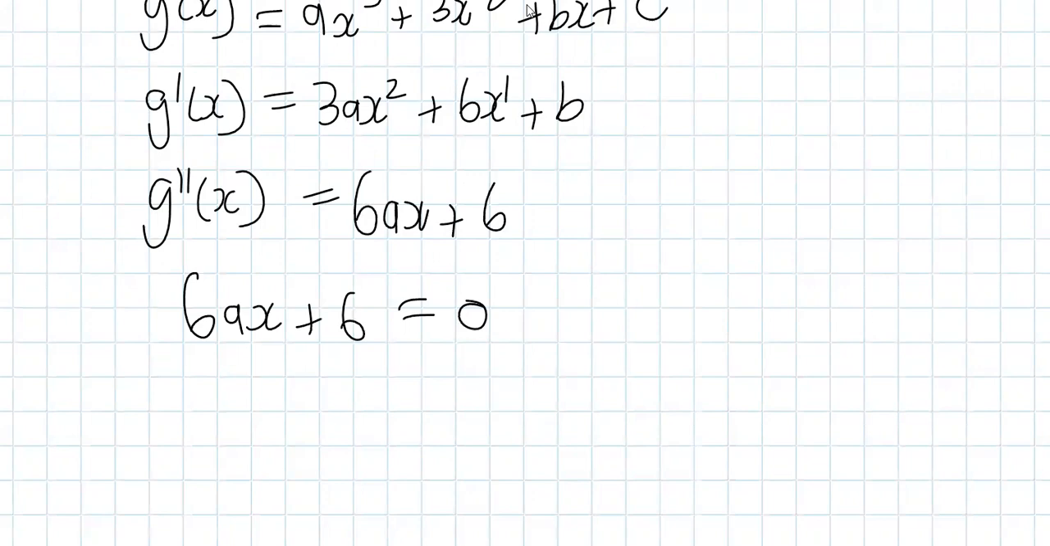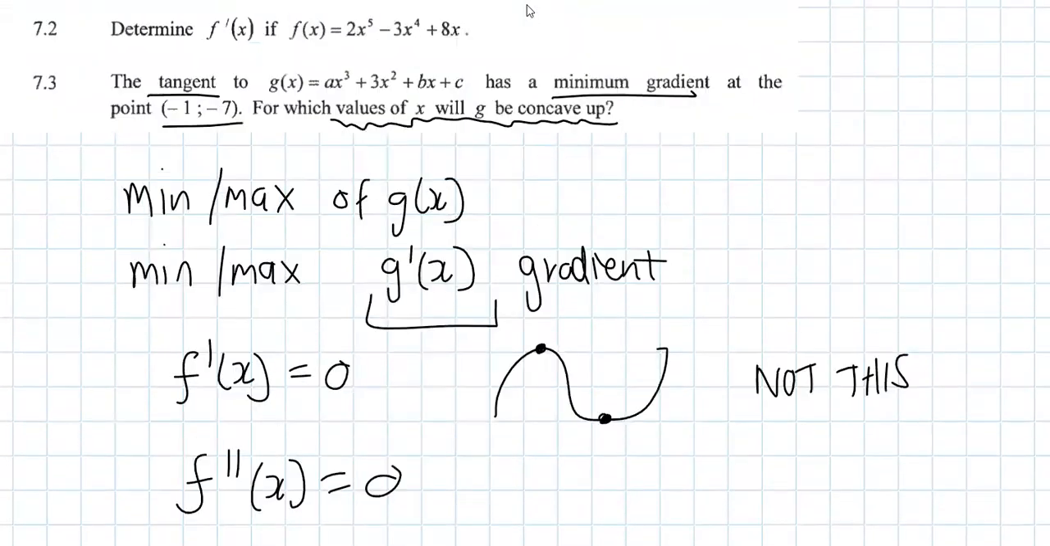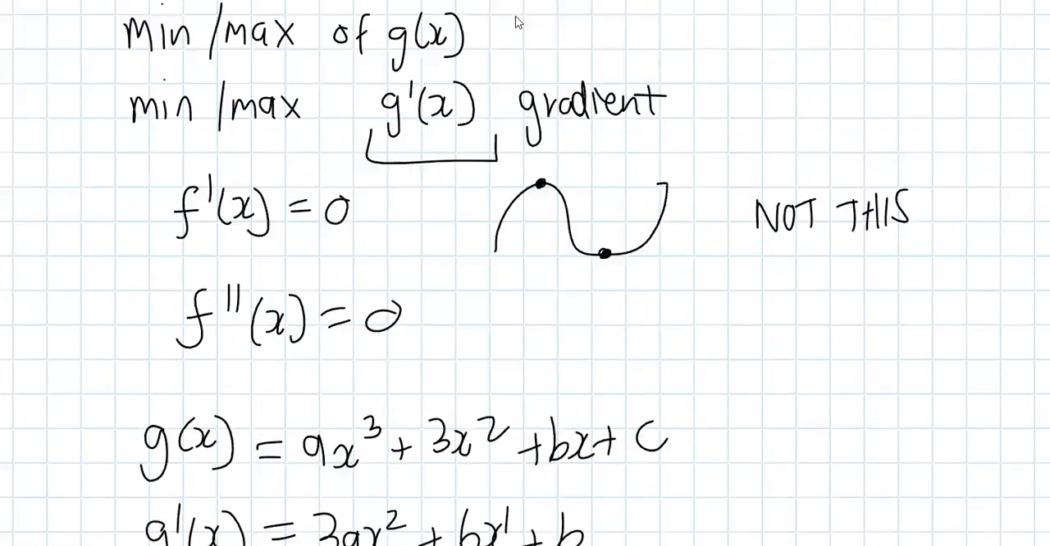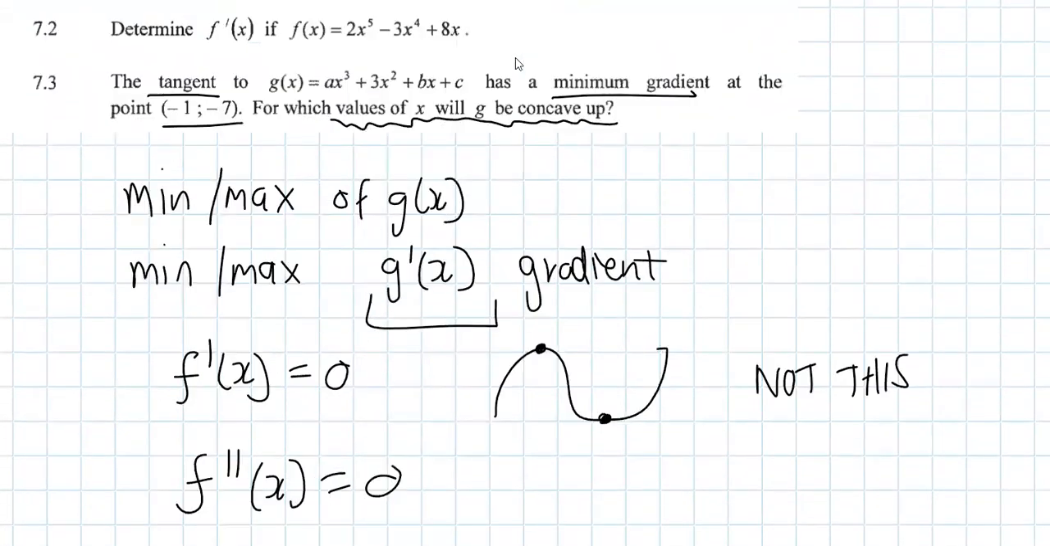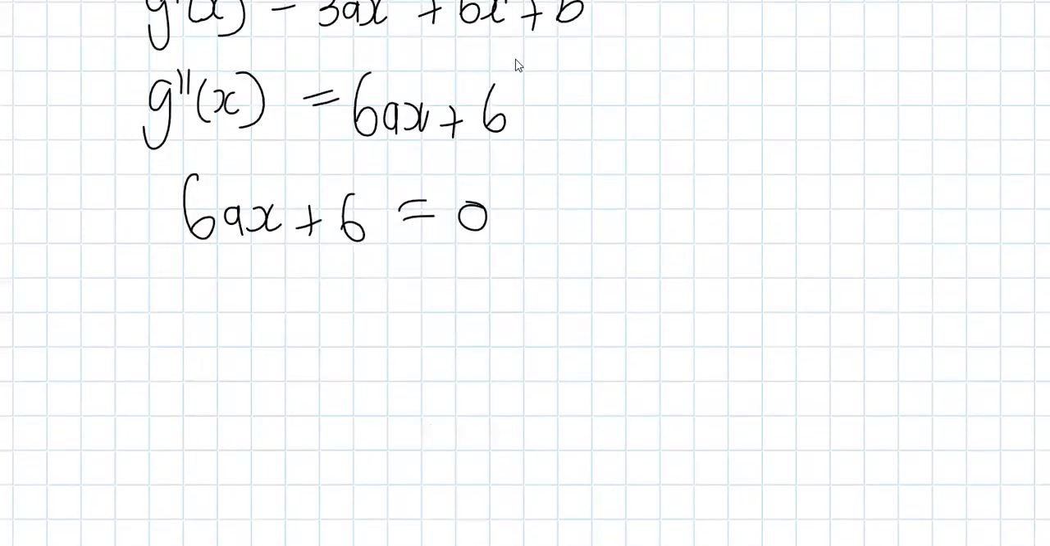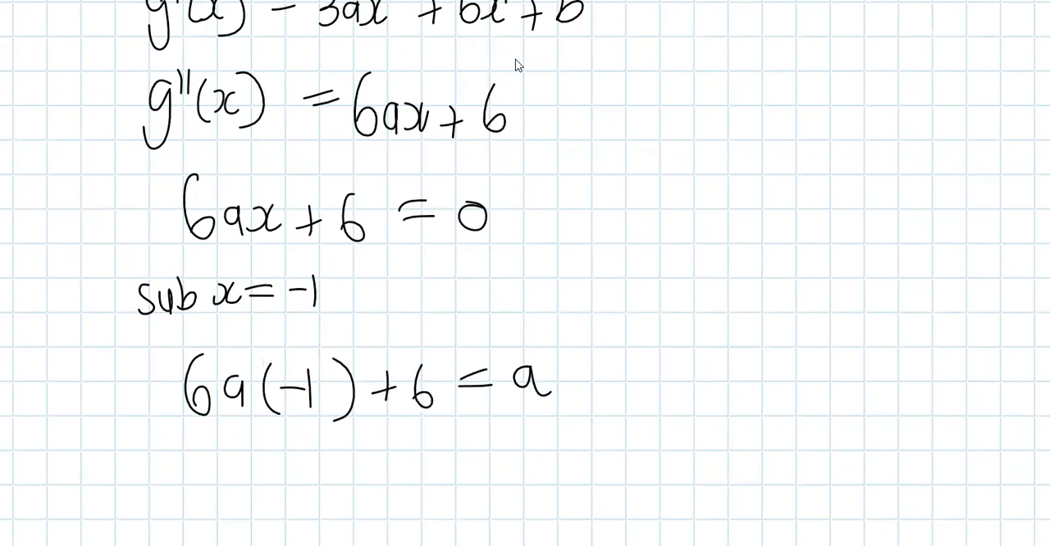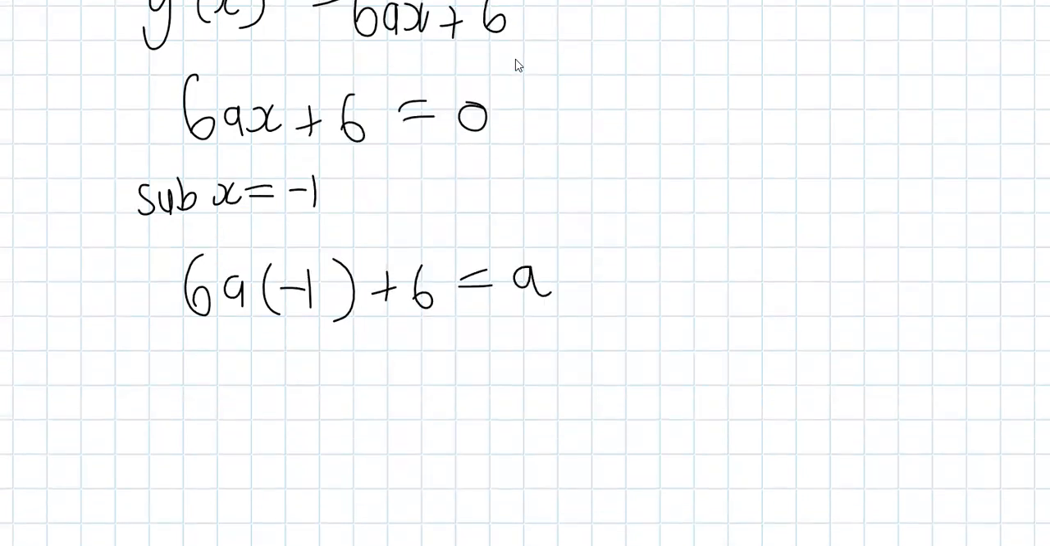We've got too many unknowns here. I'm going to go back to the original question. We have an a and an x. So let's take a look. There's a minimum gradient at the point, we can borrow this x value because we know that it's going to have that x value at the minimum. It will have the x value minus 1. So we can sub x equals minus 1. So 6a times minus 1 plus 6 equals 0. Now we can get our a value.